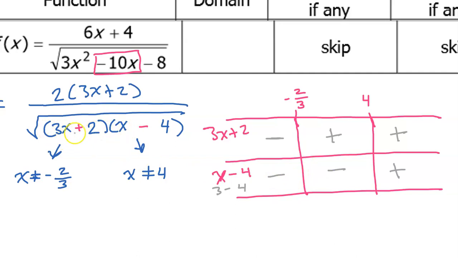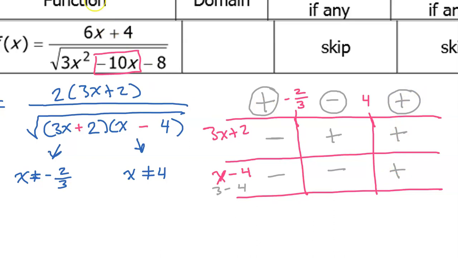But under this radical, these two factors are being multiplied together. So in the first interval, from -infinity to -2/3, we have a negative times a negative, which is a positive. In the second interval, we have a positive times a negative, which is a negative. And in the third interval, we have a positive times a positive, which is a positive.